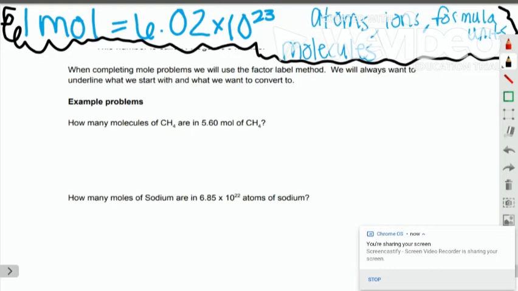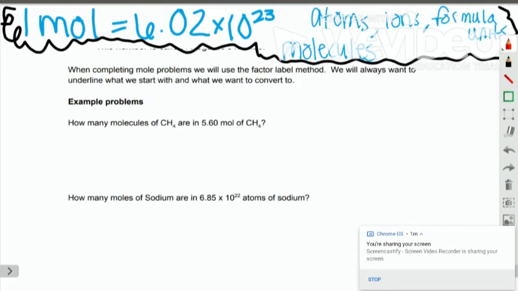So when completing mole problems, we will use the factor label. I already kind of mentioned that. We will always want to underline what we start with, and we are going to circle what we want to convert to. So we are going to use these conversion units, and they're going to be arranged in fraction form in such a way that all units will cancel out except for what we're trying to figure out. So everything that is circled, you will want in your final answer. In the first example, you'll see I have 2 examples, one way and the other way. I'll show you what I mean by that.